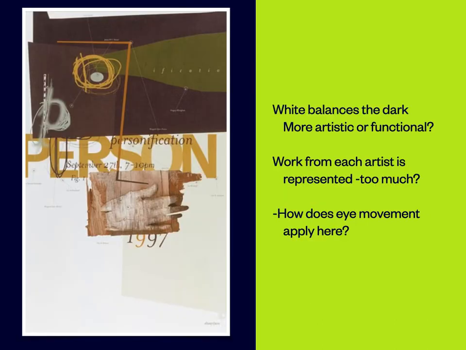Let's take a look at this example of non-objective imagery used in a poster. This poster is promoting an art gallery opening. Ask yourself, how does the eye move here? What is this poster actually advertising? Is it more artistic or functional?